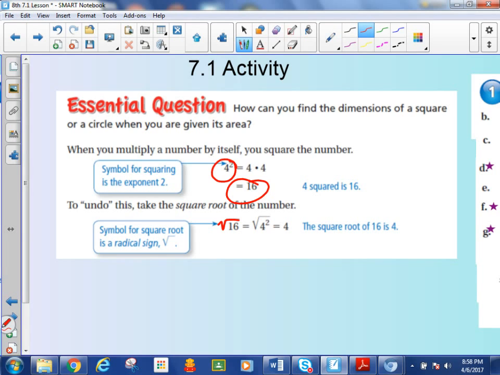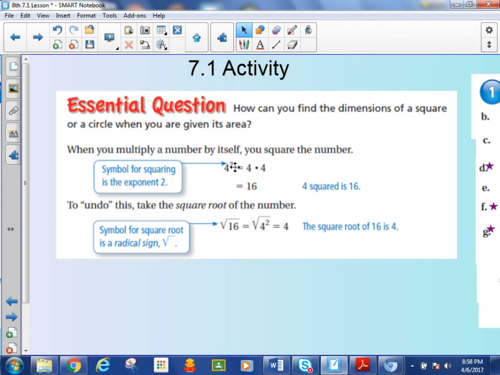So the square root of 16 is the same as asking, what number times itself equals 16? That would be 4 squared, and then your squared and square root cancel each other out. So that's how we end up with our 4. Ultimately, when we have a square root, we're trying to find what number times itself would give us the number under that radical sign.